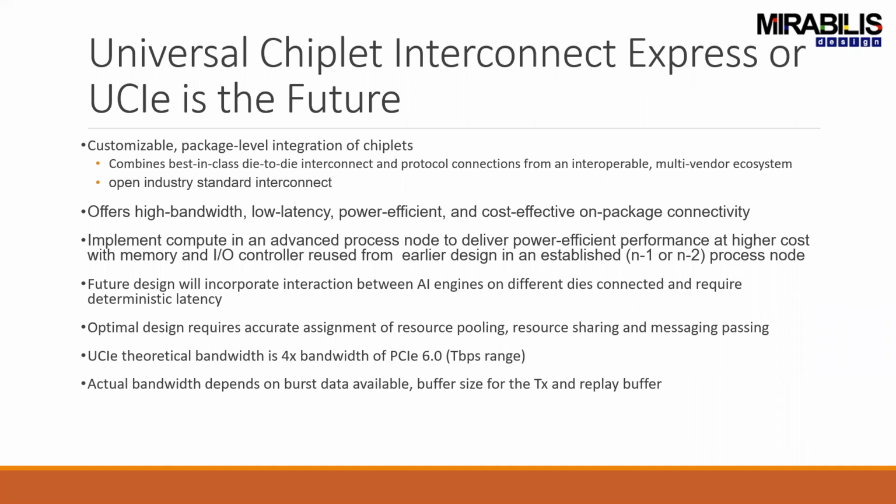Now, UCIe is expected to have 4x the bandwidth of PCIe 6.0. So if you remember, PCIe 6.0 is what we use to connect FPGAs, connect SoCs, and with UCIe, theoretical bandwidth is 4x. Now, why do I say theoretical bandwidth is 4x? It's because the actual bandwidth has a lot of dependencies. Things like, is continuous data available? What is the buffer size of the transmitter? The replay buffer, because of all the PCI-based error checking and CRC and things like that, plays a major role in what is the actual effective bandwidth you can get.